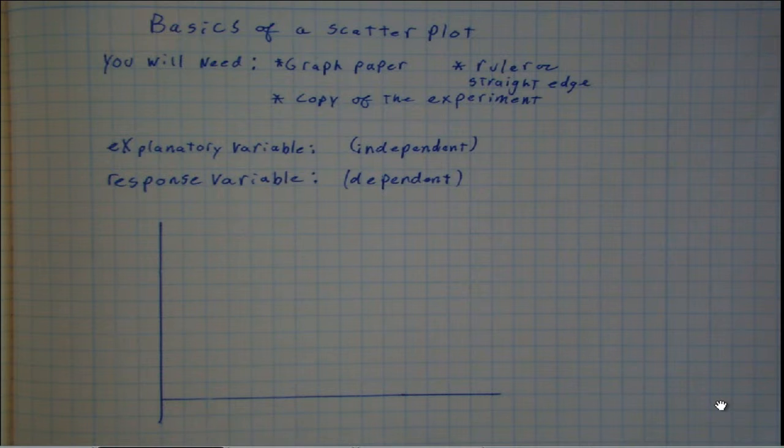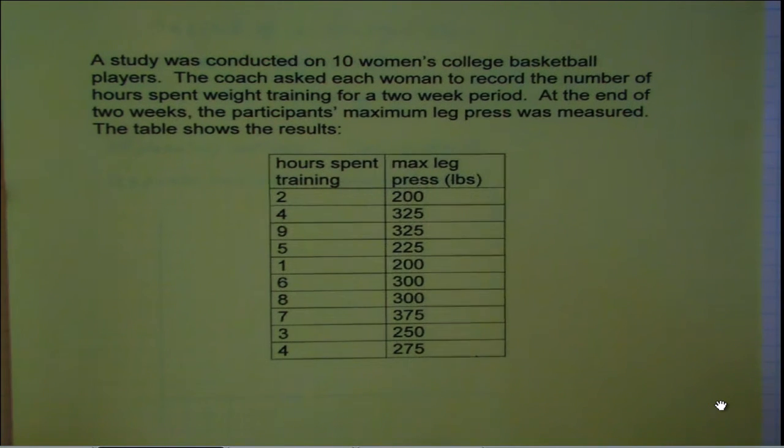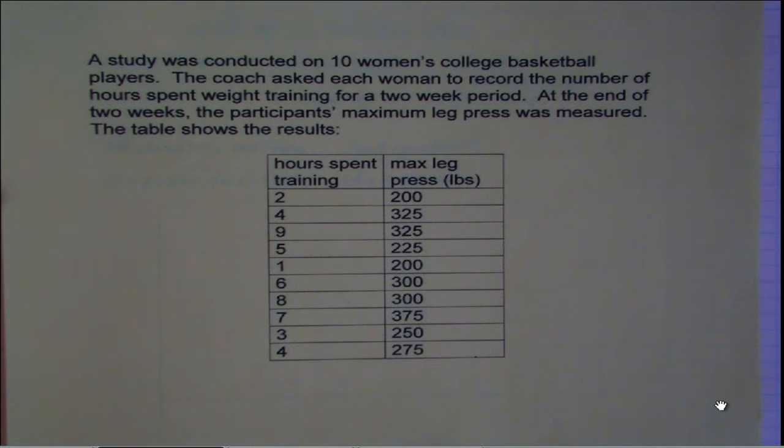The things that you'll need for today for the basics of the scatter plot: you need a piece of graph paper, a ruler or straight edge, and a copy of this experiment that I'm going to project in a second. So get those, read this experiment, read the data table, and then copy the data table down onto your graph paper. Once you've copied the data table onto the graph paper, you'll be ready to begin. So go ahead and pause the video here, and in a second, we'll look at what's being studied.